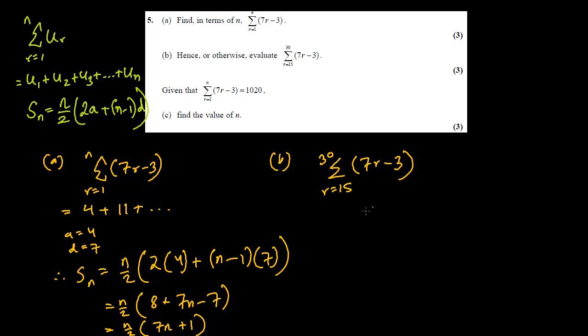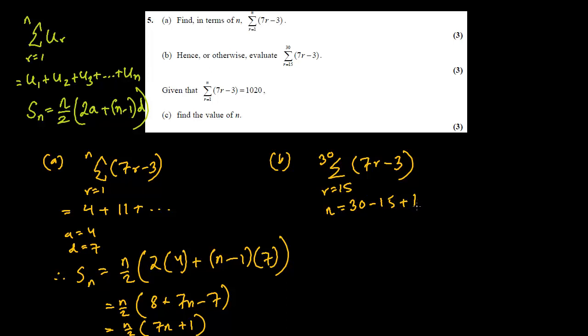That means the value of n would not be 30. If it is not starting from 1, we have to find the value of n, and this is the logic by which we find it. It is 30 minus 15 plus 1. The last value minus the first value plus 1. This is how you count natural numbers.